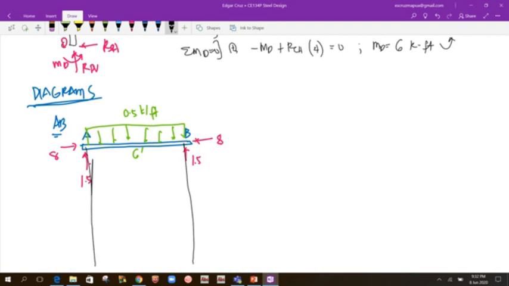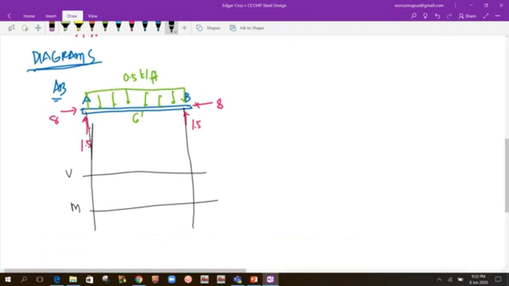So let us draw the diagram. It is simple. Let's start with the shear diagram. Then later on we'll have the moment diagram, and the last part will be the actual diagram. For the shear diagram we have 1.5 going up. Then you have a uniform load of 0.5. So 1.5 minus 0.5 times 6, so we have negative 1.5. It would be somewhere here.